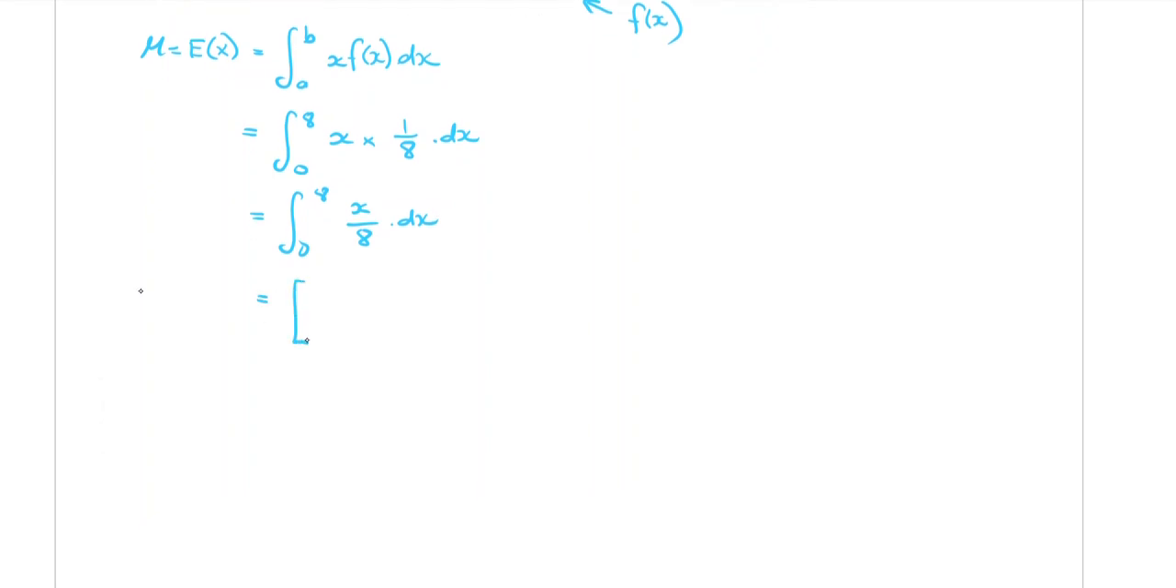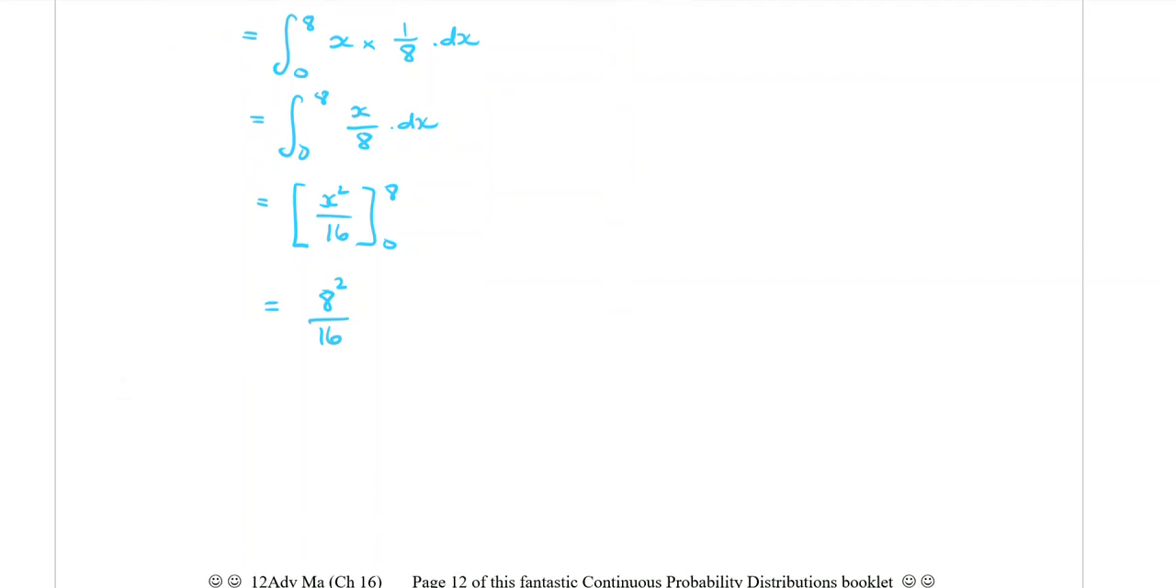So square brackets. Add 1 to the power would be x squared, times the 2 to the bottom, will be over 16. Between 0 and 8, sub in. So we have 8 squared over 16 minus 0 squared over 16, but that's just 0. So 8 squared over 16 happens to be 4 again. That was the same as the last question. It's not always 4, just so you know.